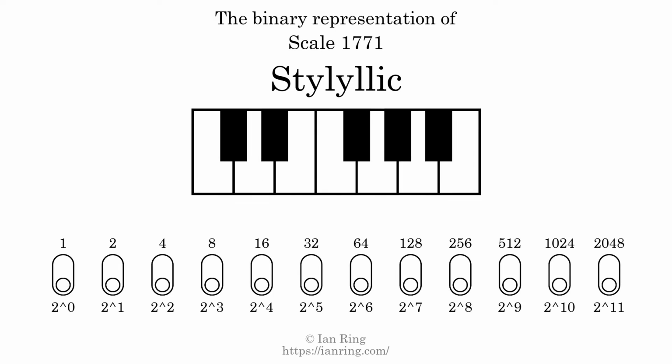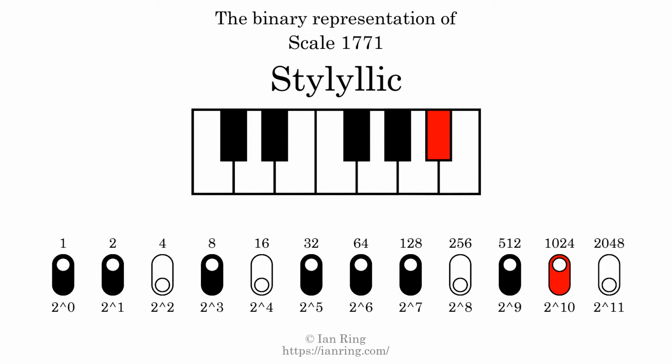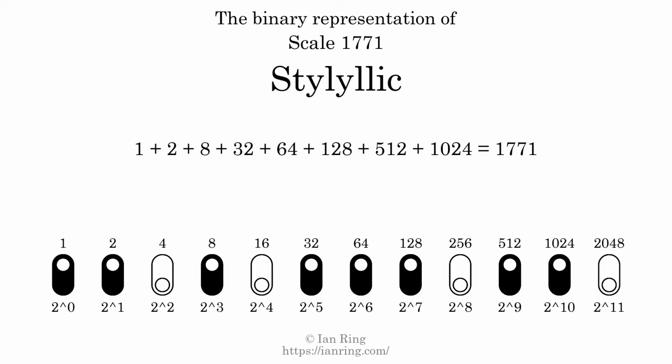The binary representation of this scale is determined by mapping tones of the scale to binary digits. Each binary digit represents a power of 2. To get the scale number, we add the powers of 2 together. The powers of 2 that are present in the scale, all added together, equals 1771.